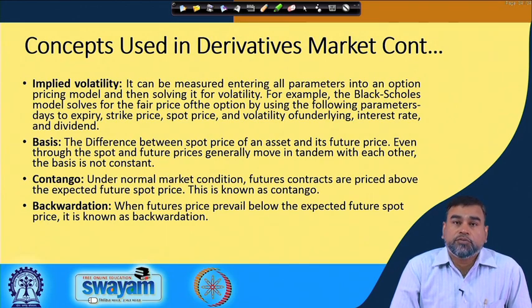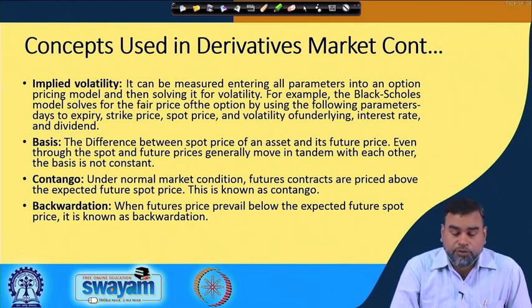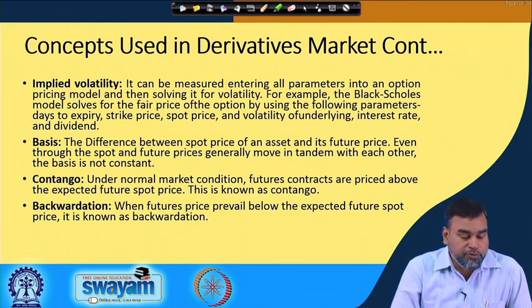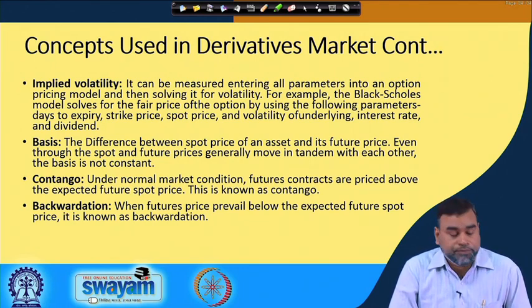Then we have another concept called contango. What do you mean by contango? In normal market conditions, the future prices or future contracts are priced above the expected future spot prices. So, the future price is more than the spot price, which is generally the normal market. If you compare the future contracts with the expected future spot prices, then you can define a concept called contango.